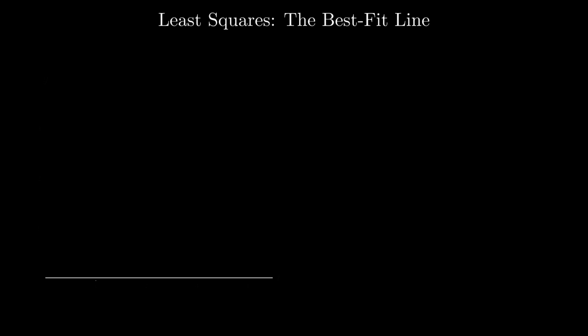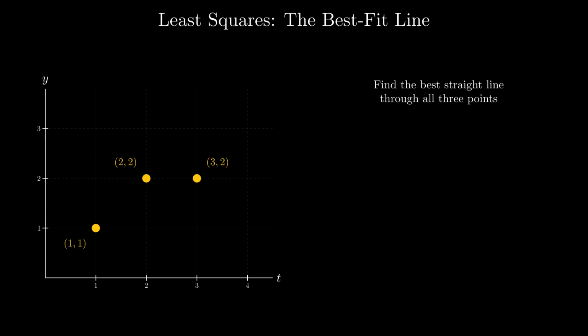3 data points on the coordinate plane: the point (1, 1), the point (2, 2), and the point (3, 2). The challenge is to find the best straight line through all 3. We write this line in the form y equals c plus d times t, where c and d are unknown constants we need to determine.